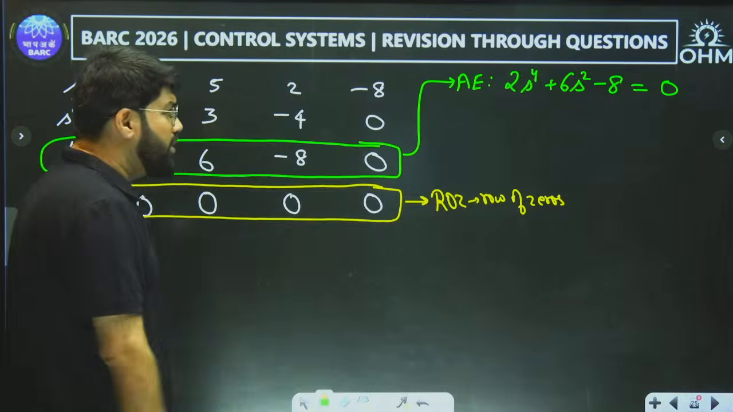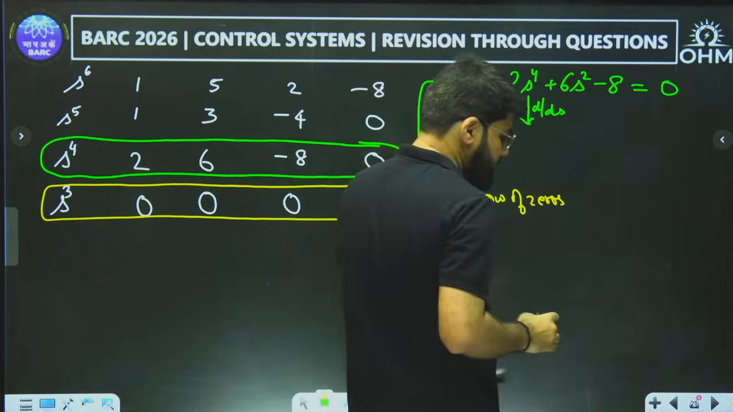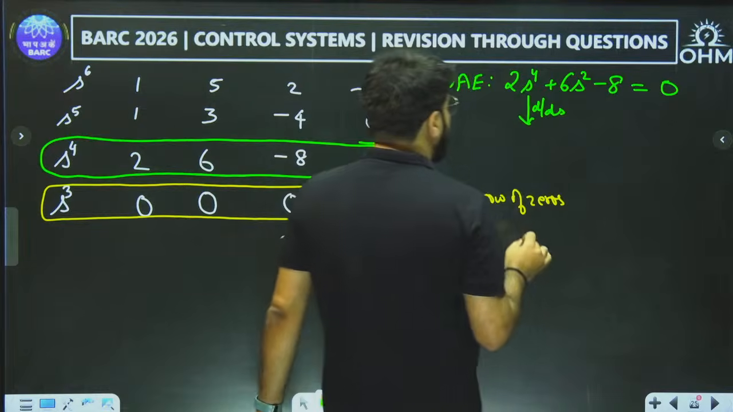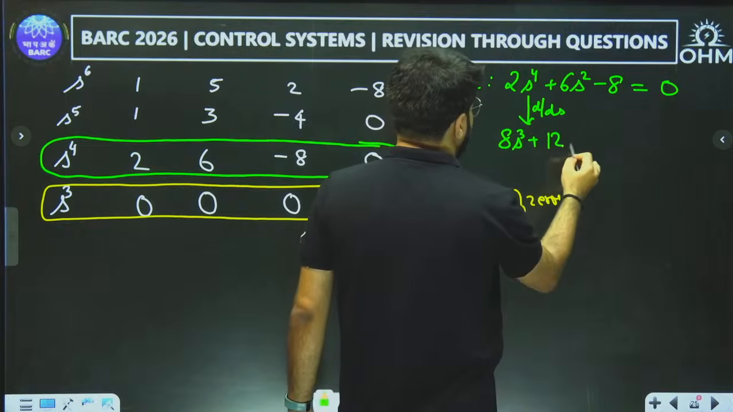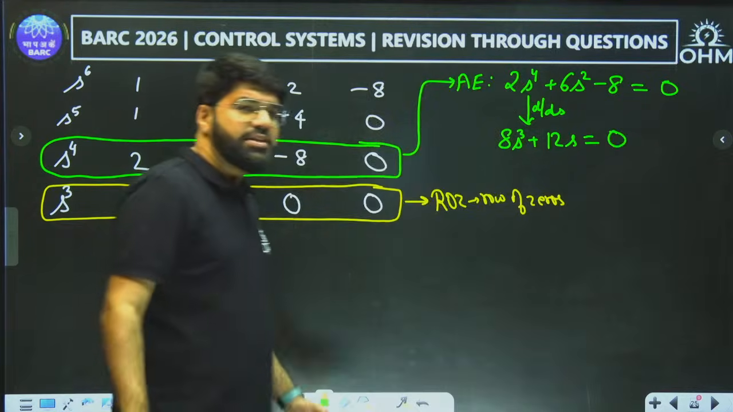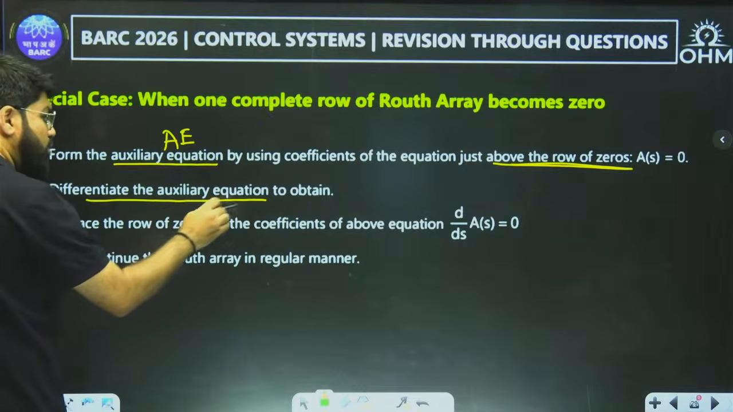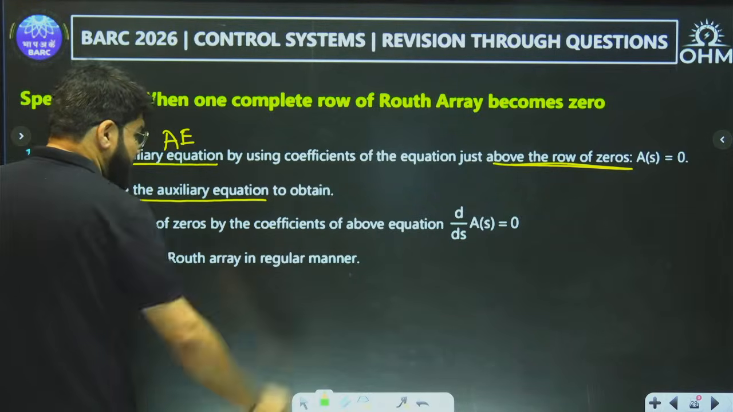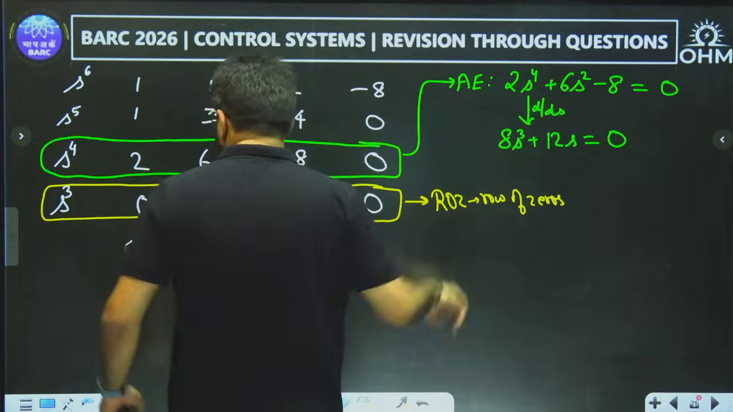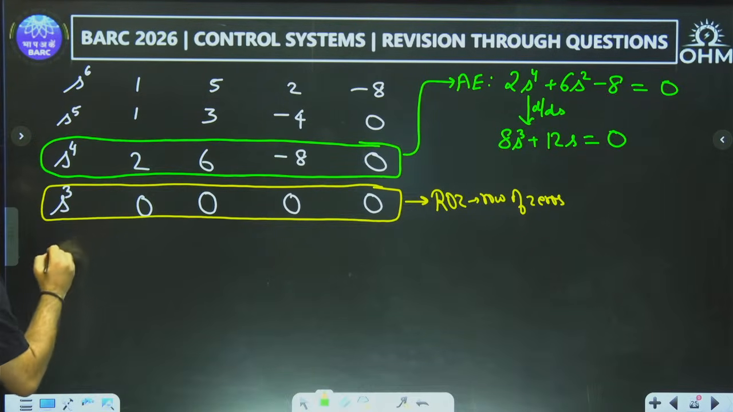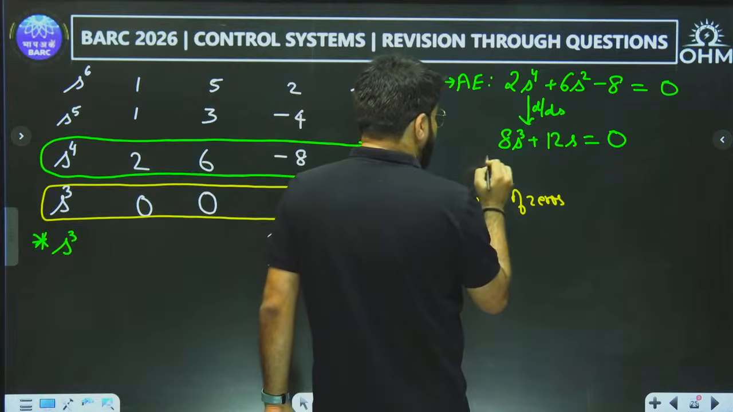Then what I told you, differentiate the auxiliary equation, d by ds. When you differentiate, 2s power 4 becomes 8s cube plus 6s squared becomes 12s, equal to 0. Then after differentiating, what I told you? Replace the row of 0 by the coefficients of the above equation, the differentiated equation, which is again in s power 3. So this was the row of 0. I will write down the modified s power 3 row. Now see, what is the modified s power 3 row?